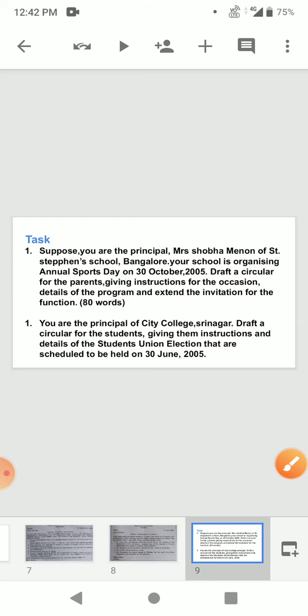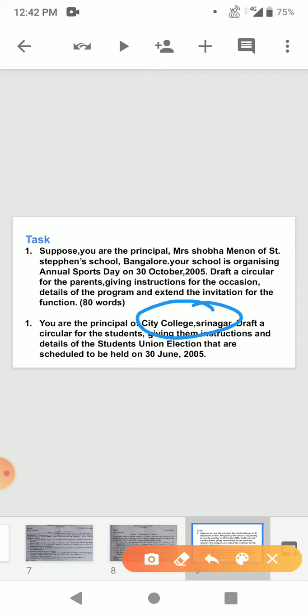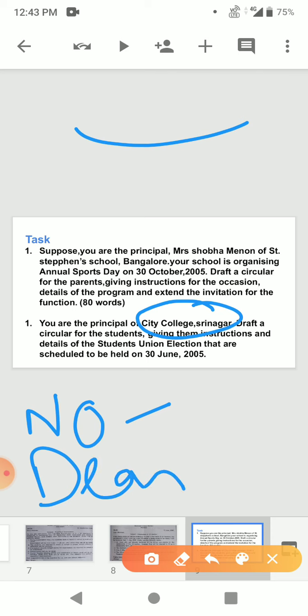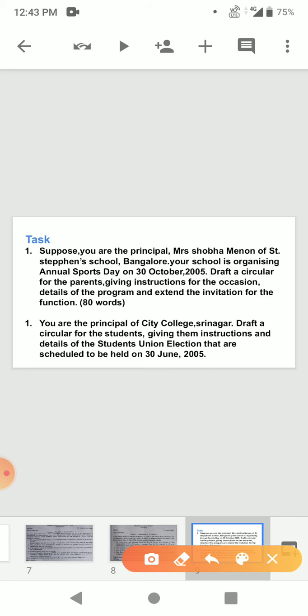Similarly, one more task is given for you. You are the principal of City College, Srinagar. So, name of the organization is City College, Srinagar. This will be at the top. And draft a circular for the students. So, this is for students. Now, here will be the circular number. Salutation will be dear students, because you are writing for students, giving them instruction and details of the students union election that are scheduled to be held on June 30th, 2005.